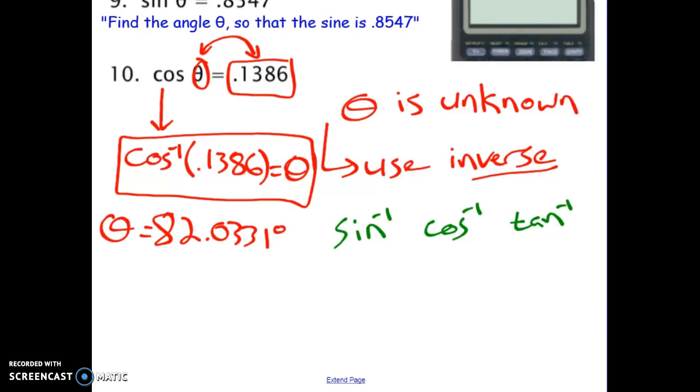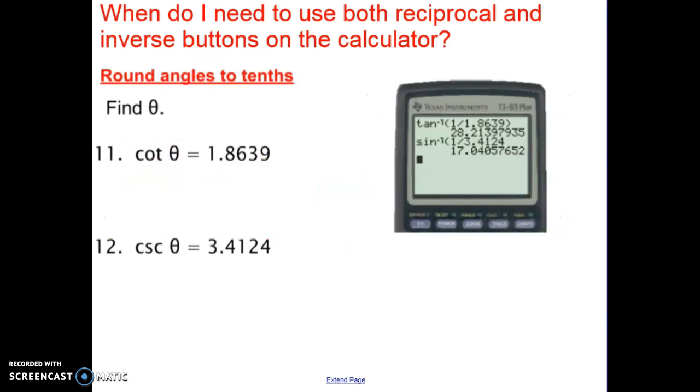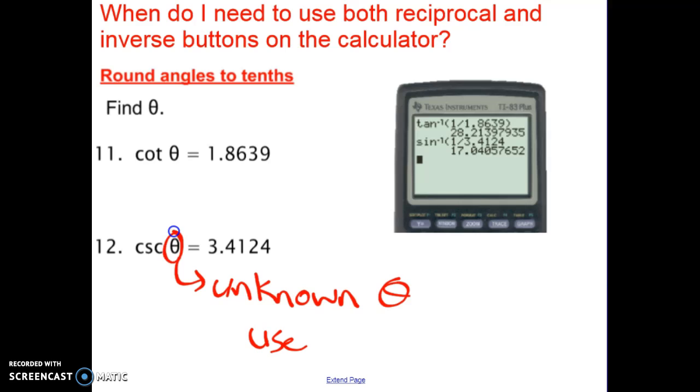All right, home stretch, last part. Next up, we have cotangent, a reciprocal function of an unknown. We have cosecant, another reciprocal function of an unknown. So right here, we have an unknown angle. So our theta is a mystery. Our angle is a mystery. Well, hopefully we recall from the previous slide, that means we have to use inverse.